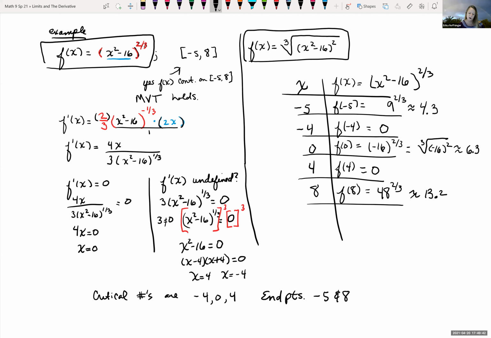So we're looking for the biggest y value. From 4.3, 0, 6.3, 0, 13.2, the biggest is 13.2. So we have an absolute max of 13.2 when x is 8.